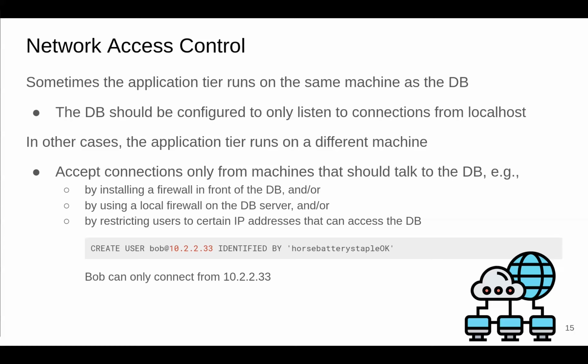These are three different ways. If the database server is not on the same machine, it needs to be configured to accept connections from the network. To limit the connections, we can either have a firewall in front of the database, have a firewall at the database server, or tell the database engine to only allow connections from certain IPs, for example. Which one do we do?